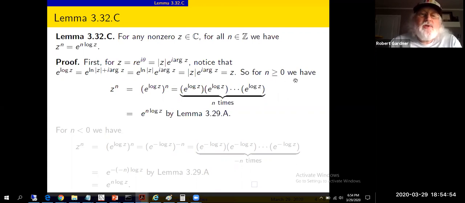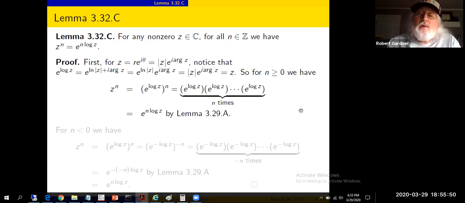So let's take n to be a natural number, and let's look at z to the n. Well, we just saw z equals e to the log z, so that's equivalent to replacing z with e to the log z, that quantity to the n, when n is a natural number. These exponents mean repeated multiplication, so that gives us e to the log z, n times. We know how exponentials behave in terms of additions of the exponents in an exponential function. So we'll have e to the log z plus log z plus log z, n times, producing this. It's Lemma 3.29.a that tells us when multiplying exponentials, add exponents. So we've established the claim z to the n equals e to the n log z when n is a non-negative integer.